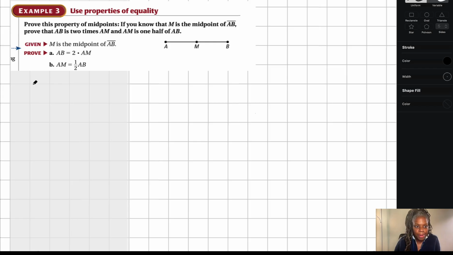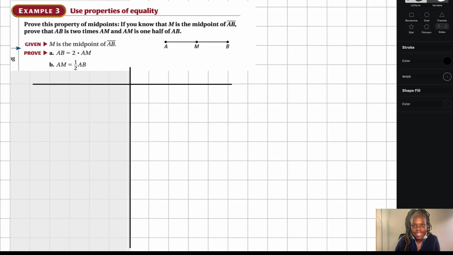So get started by drawing a line like this and giving me a column for statement and reason. Give yourself space and let's get started. Generally, we're going to start off with our first statement being the initial statement, and we know that statement is given. So we're going to write that M is the midpoint of AB on that first line.